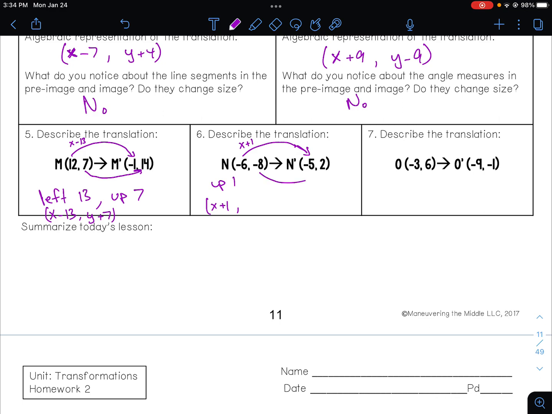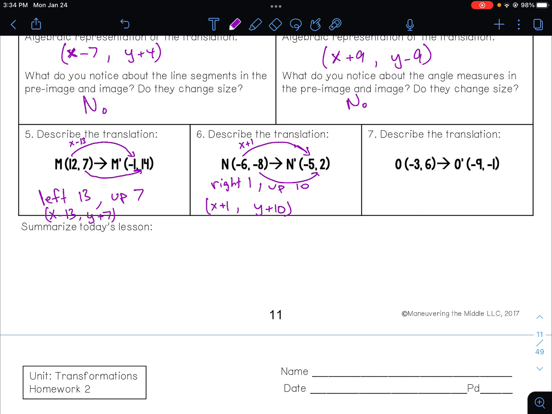And then what's happening with the y's? From negative 8 to 2, for the y's, what am I doing? I'm going from negative 8 to 2, so I'm going up. It's going from negative to positive, so I'm going up. How much am I going up? 8, 9, 10, so up 10. So y plus 10.